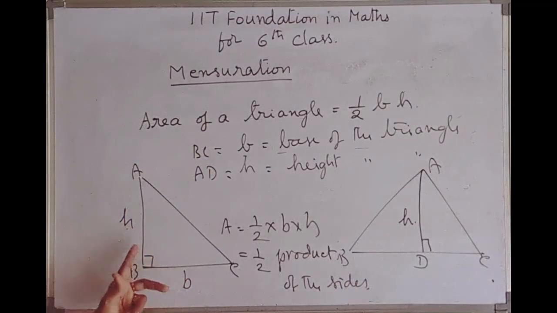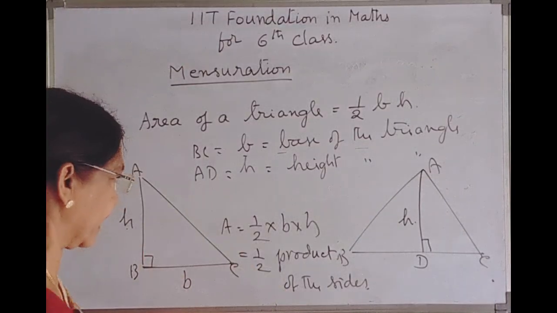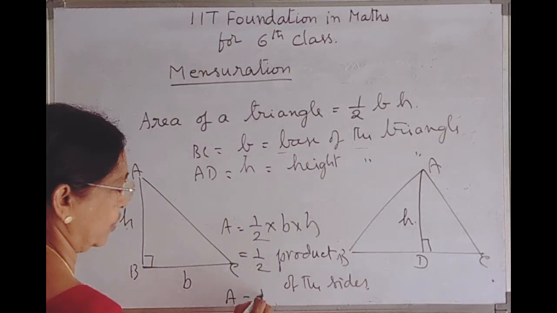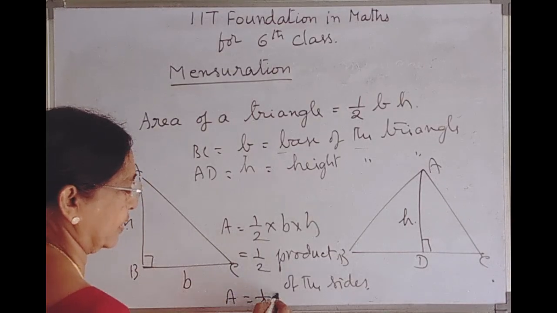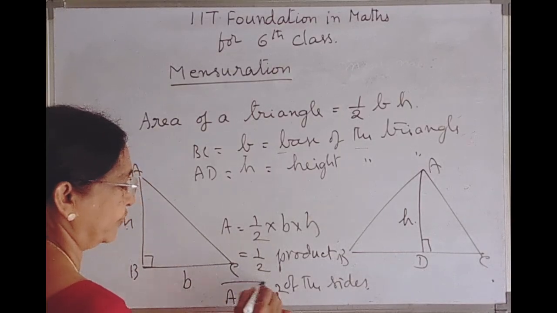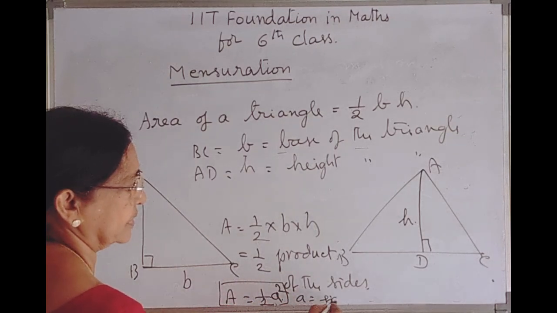If these two are equal, that is, the triangle is a right angle isosceles triangle, then the area is equal to half into the same sides, both are equal, let it be A. So half A square, where A is the side, equal sides.